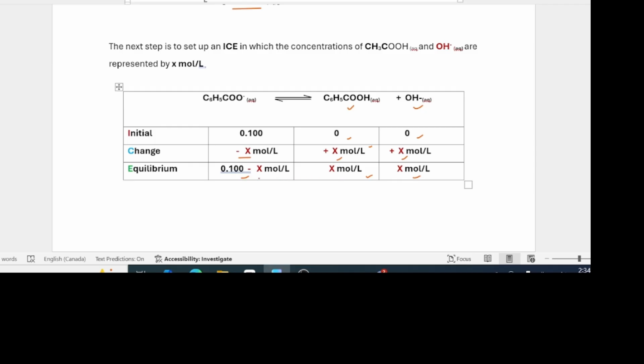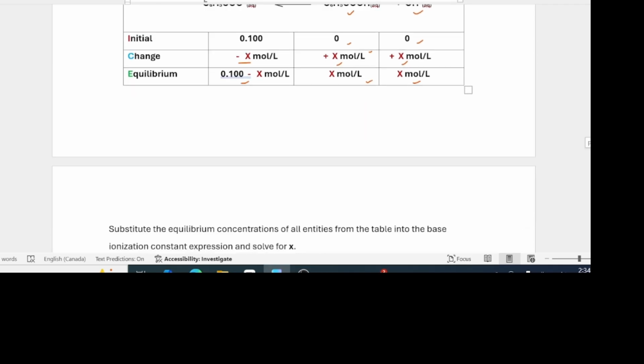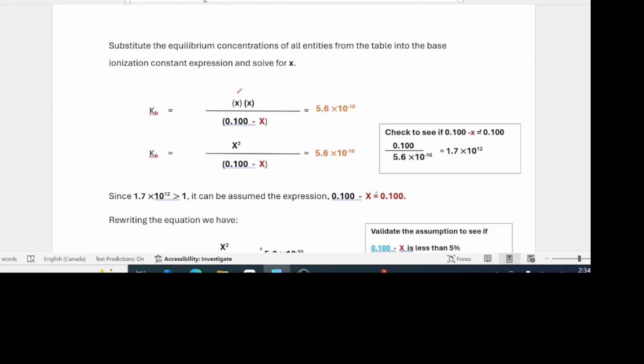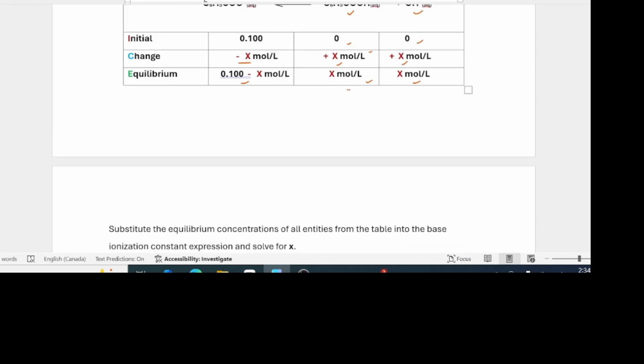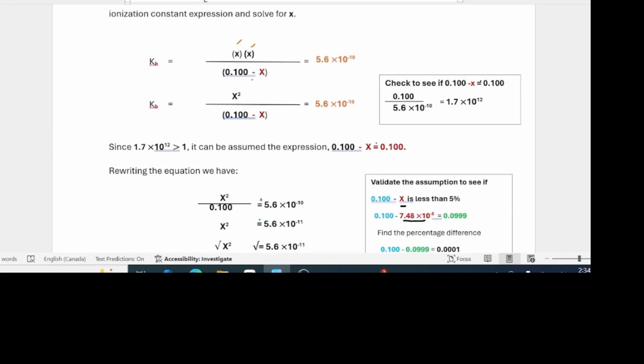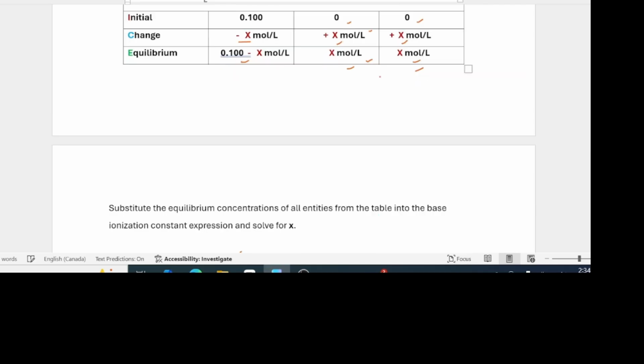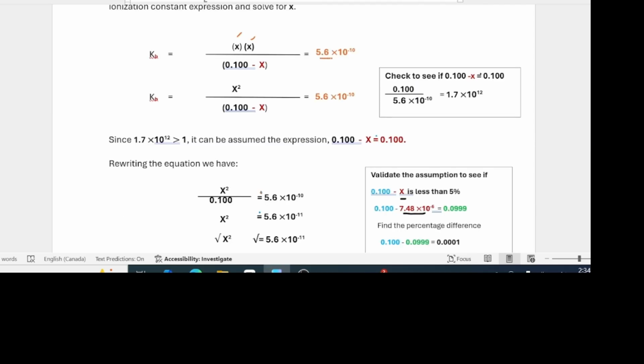Insert these equilibrium concentrations into the Kb expression. So we're going to have X times X, these guys, over 0.10 minus X, that quantity there. And that is equal to Kb. So when we do the math, we end up with X squared over 0.1 minus X is equal to 5.6 times 10 to the negative 10.